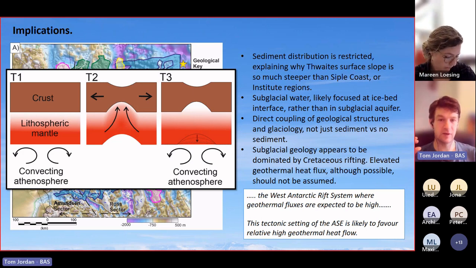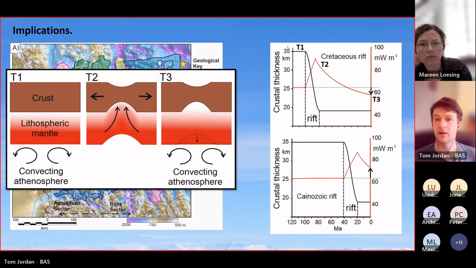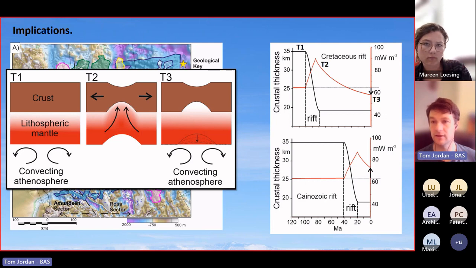So you've thinned the crust by 50%. So you've actually reduced the total heat flux a long time after rifting, and you can do some fairly simple one-dimensional calculations. At T1, you've got crust 35 kilometers thick, and you rift it down to 20 kilometers. The red curve shows the spike in geothermal heat flux as that hot lithosphere is advected towards the surface, and you get a really big spike in heat flux.